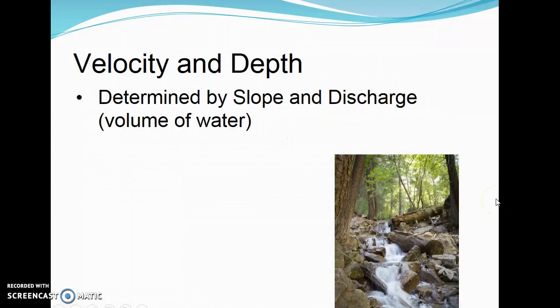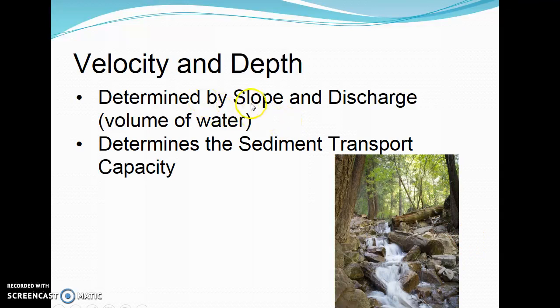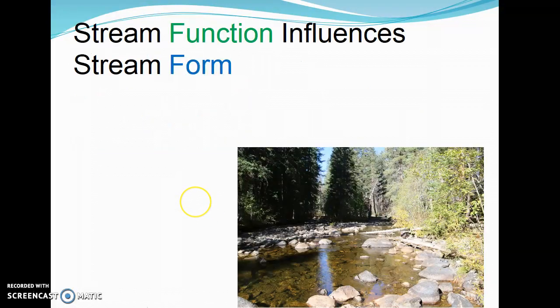Velocity and depth is important because it is determined by the slope and the discharge, or the amount of water moving through. So when you have a steeper slope, you're going to have higher velocity. Discharge is the amount of water coming through. It determines the sediment transport capacity. So how fast it's moving and how deep it is, or how much water is in there, determines how much sediment that river can support.